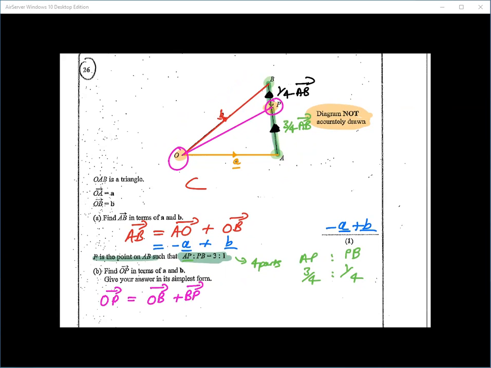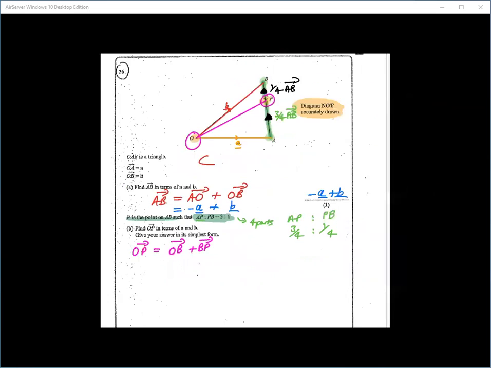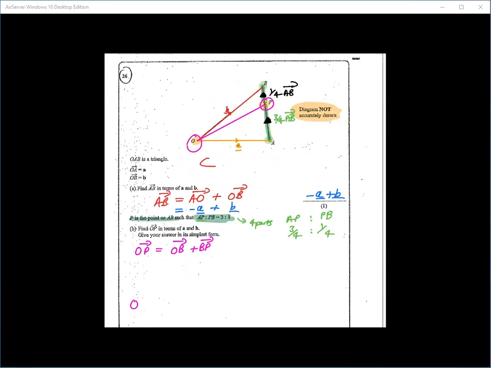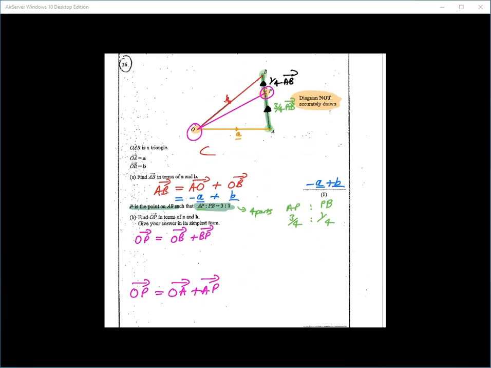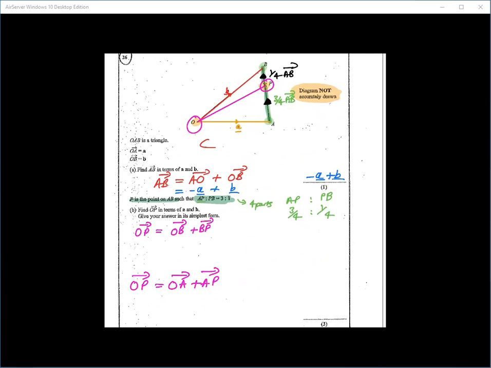And give me another route. O to A, A to P. O to P, O to A, add A to P. Now, those 2 different methods, I want you to show up in the chat which method you like, which route.